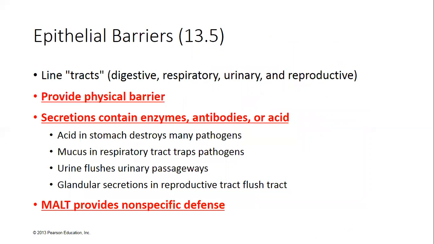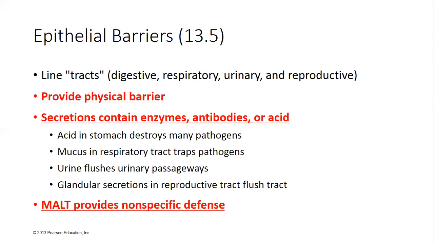Again, the secretions there can contain enzymes or antibodies or even acid that can protect against bacteria, because sometimes bacteria don't work well in acidic environments. Just like your stomach acid, there's epithelial tissue there, but there's also the production of stomach acid that can destroy pathogens before they get to the lower parts of the intestine and cause problems or even get into the blood. Mucus in the respiratory tract, secreted from mucus glands, traps pathogens, and then you can cough that out. Urine flushes away pathogens in the urinary system. And glandular secretions in the reproductive tract can flush the tract, but also protect sperm and the oocyte, the eggs, as they move along those tracts.